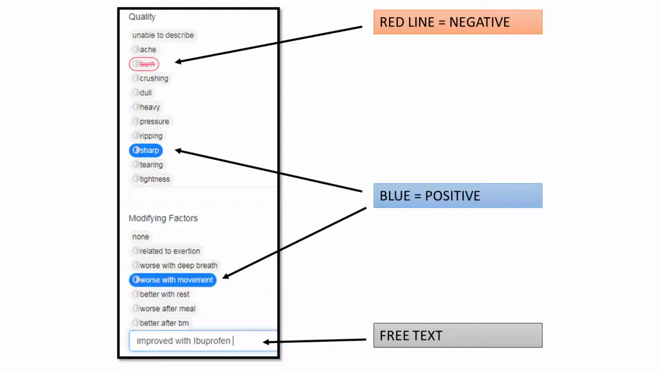If you're using the clicks to build the HPI, click the button once to indicate positive and twice to indicate negative. Here's an example. A patient is visiting the ED for chest pain. They report the quality of their pain as sharp, but not burning, and worse with movement. They also reported improvement with ibuprofen. Notice ibuprofen is not a click option under modifying factors, so that piece of data is free texted.